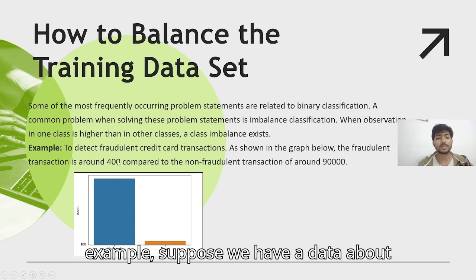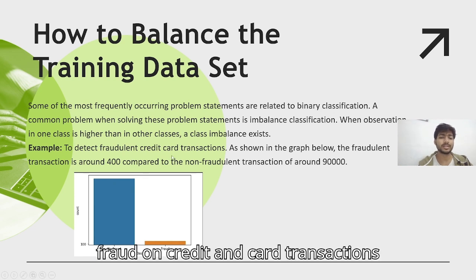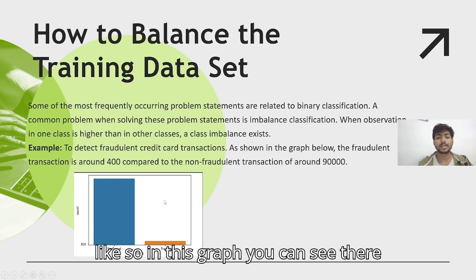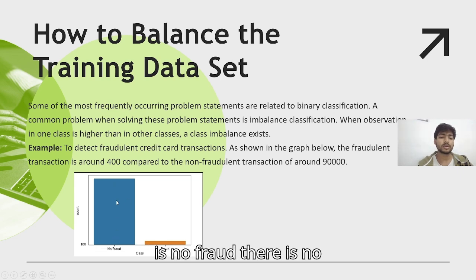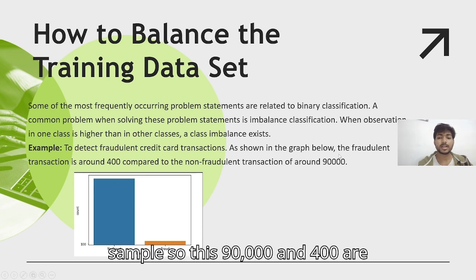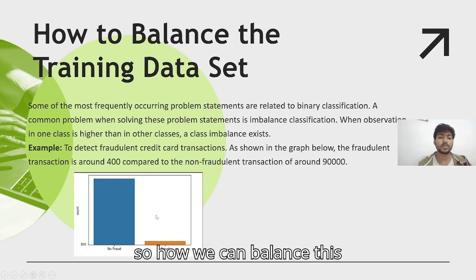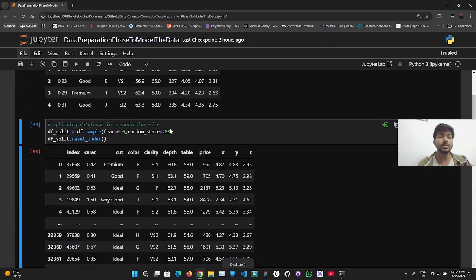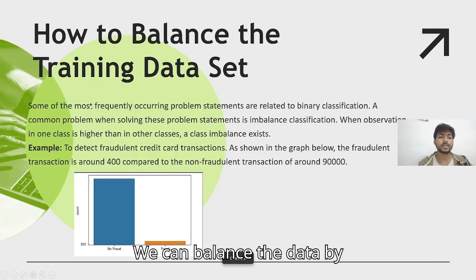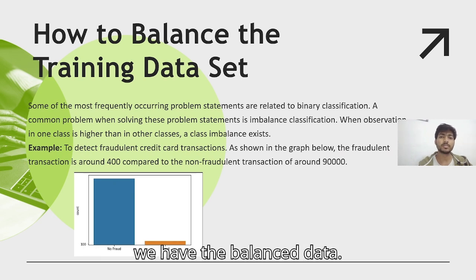For example, suppose we have data about fraudsters committing fraud in credit card transactions. In this graph we can see there are about 90,000 something no-fraud cases, and fraudsters are only 400 in this sample. So these 90,000 and 400 show that we have imbalanced data. So how can we balance this data? We can balance it by sampling more and more until we have balanced data.